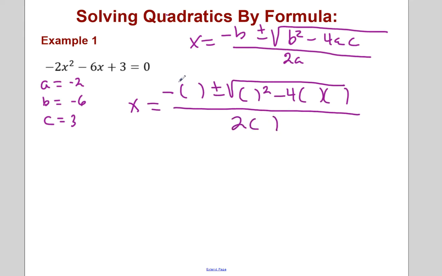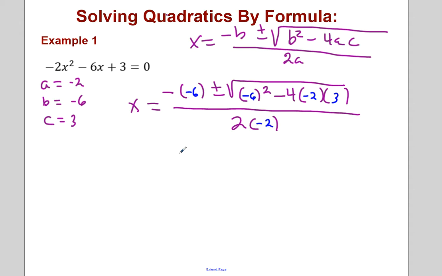So what we're going to do is just plug in our a, b, and c. Well, b goes here and here, and that's a -6, so I plug in a -6 and a -6. A goes in right here and right up here. And my lonely little c goes right here. Now all we're going to do is just clean things up.